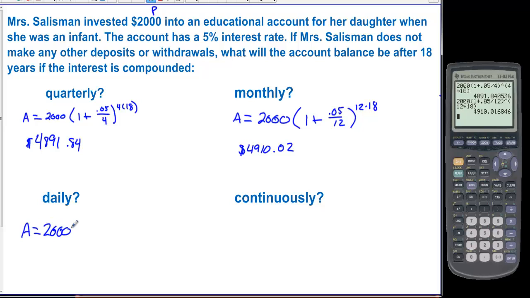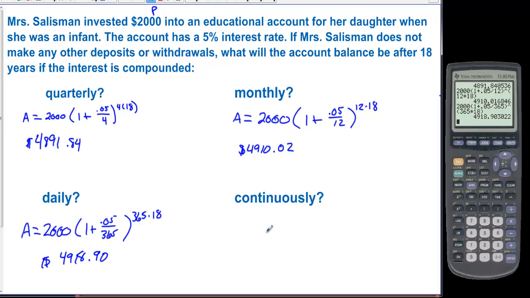With daily, we have the same thing again. So we have 2,000 times 1 plus 0.05 over 365 raised to the 365 times 18. Now we'll go second entry again. Insert 365 and delete out the 12. And we'll do that again over here. So we'll insert 365 and delete out the 12. We have $4,918.90.